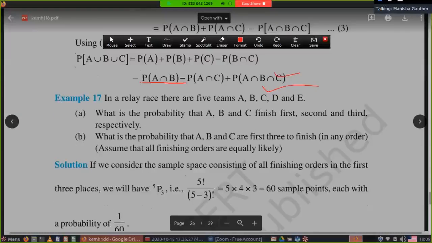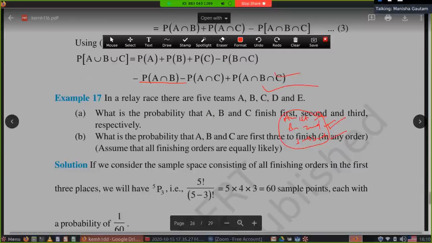Now example number 17. In a relay race, there are 5 teams A, B, C, D and E. What is the probability that A, B and C finish first, second and third respectively? It means A comes first, B comes second, C comes third. This is one case. Only one case will be there.